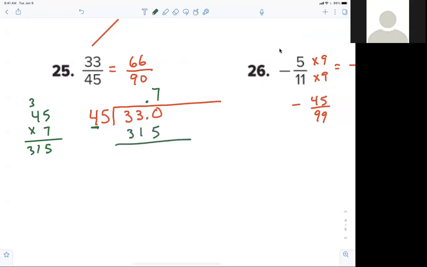And then I'm just going to do 315. Now when I subtract, of course, I end up with 15, add a 0. So how many times does 4 go into 15? 3 times. And so I'm going to do 45 times 3. And I knew that was 135.